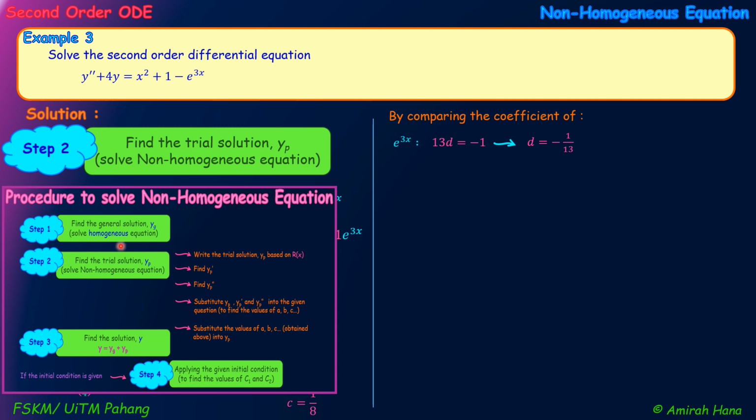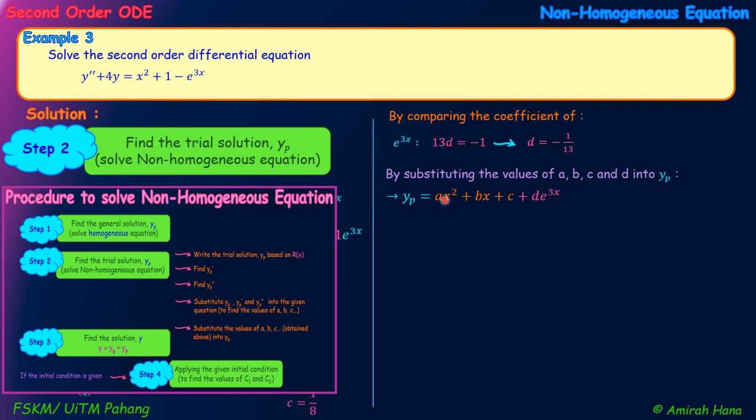Alright, we recall the procedure to solve a non-homogeneous equation. Now we substitute yp, yp prime and yp double prime into the given equation to find the values of a, b, c and d. So now we have found all the values of a, b, c and d, and we can substitute them into yp.